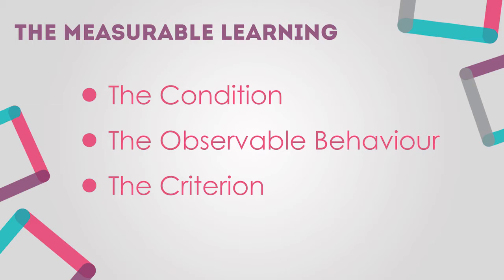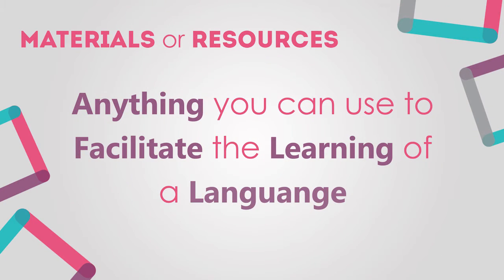The condition is something you expect that your students are able to do. The observable behavior refers to the capability of being seen or noticed. And the last, the criterion, refers to the expected degree of proficiency you expect that your students are able to do. Next, I would like to show you the slide about the materials.